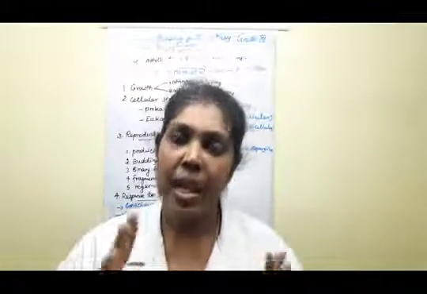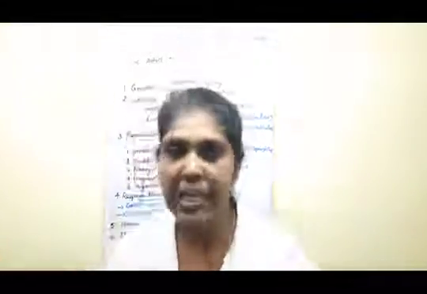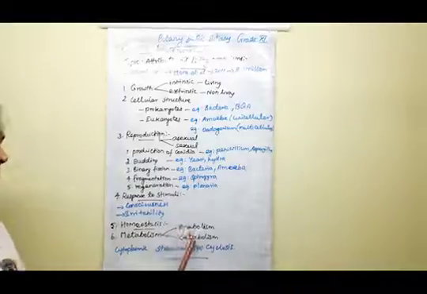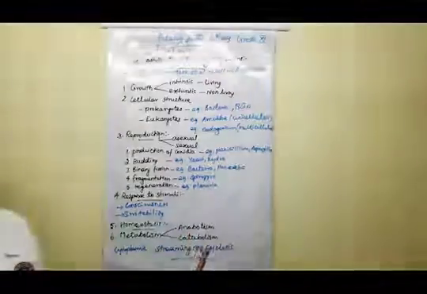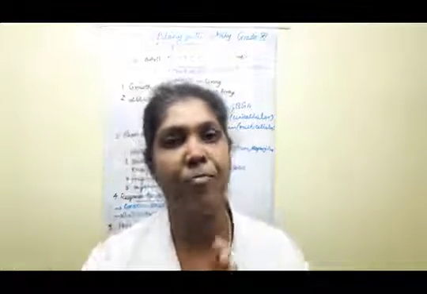Then the metabolic processes are categorized into 2, children: one is anabolism and another one is catabolism. Clear? What are the 2? Anabolism and catabolism. Clear, ma'am? Yes. Anabolism means the building up process.